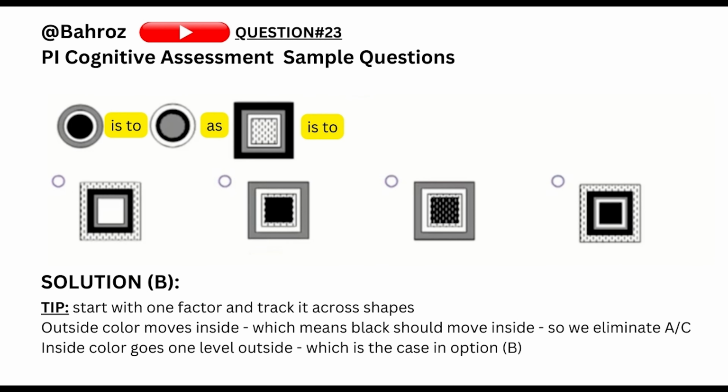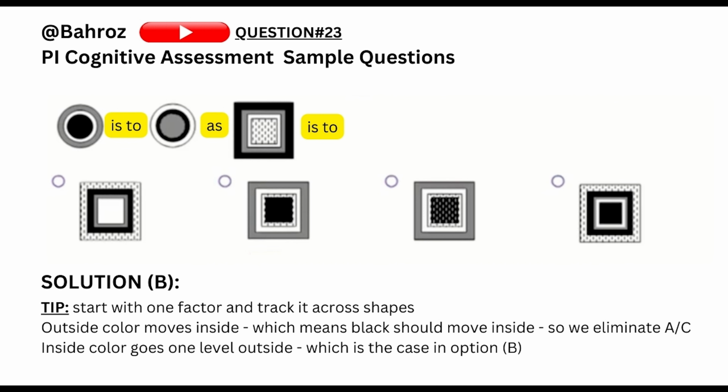Question 23. This shape is to this shape as this shape is to... Now tip: start with one factor and track it across shapes. Outside color moves inside. So the gray outside in the circular shape moves inside, which means black should move inside in our rectangular shape. So we eliminate A and C because only B and D are shapes where black is inside. Again, here the beauty is, even if you don't know the answer going forward from here onwards, you at least have 2 options to guess between.